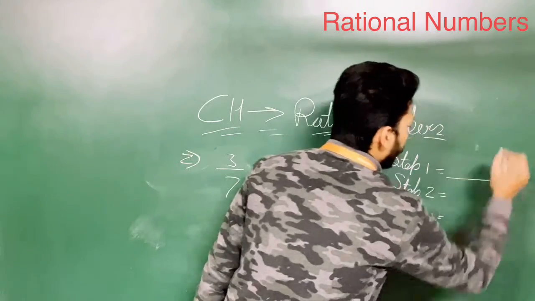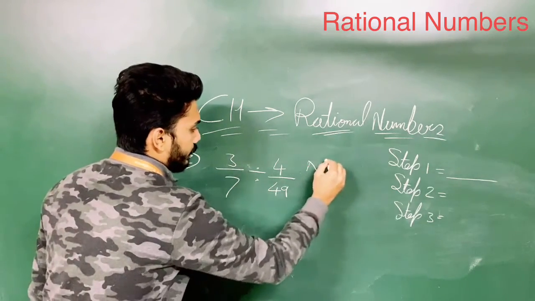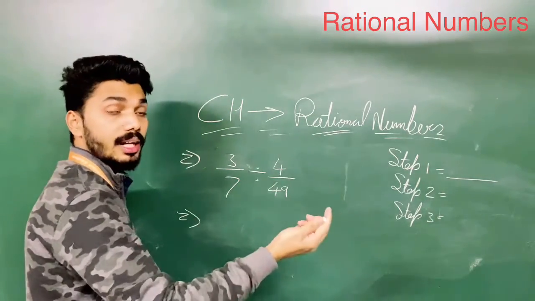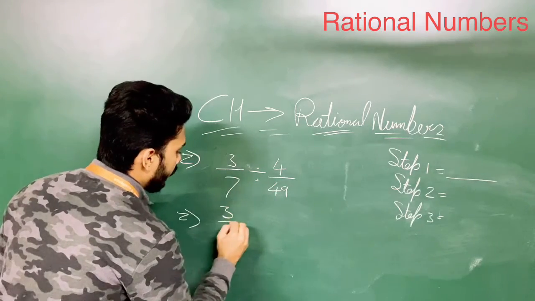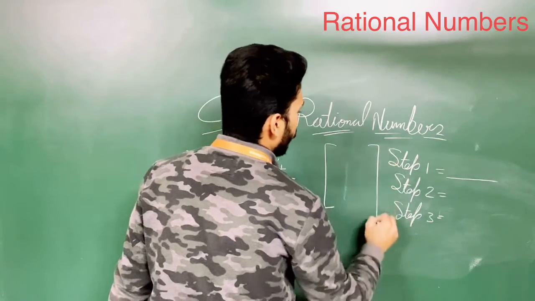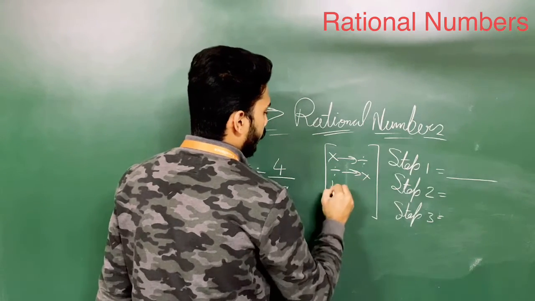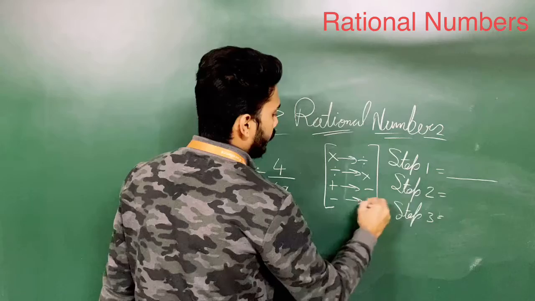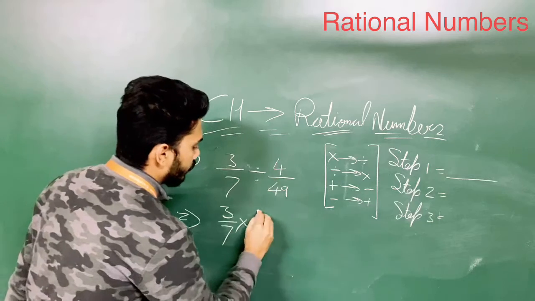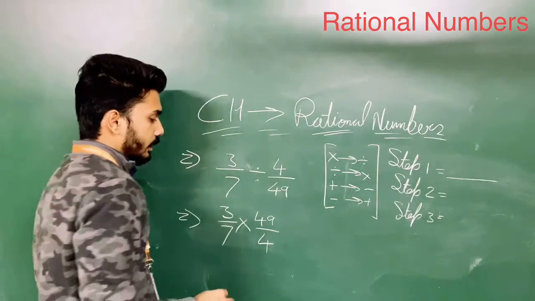In the first step, what was our first step in division? Simply, first of all you have to reverse the number. If we can even say the reciprocal, you can take over here: reverse the number. And the reverse number is always of the right hand side. So 3/7 will remain the same. Put a sign of multiplication, because according to the law, multiply will become divide, divide will become multiply, plus will become minus, minus will become plus. So this kind of thing happens in the signs. So divide becomes multiply and the number will be reversed. So you can write over here 49 divided by 4. Okay, so the first step is done.